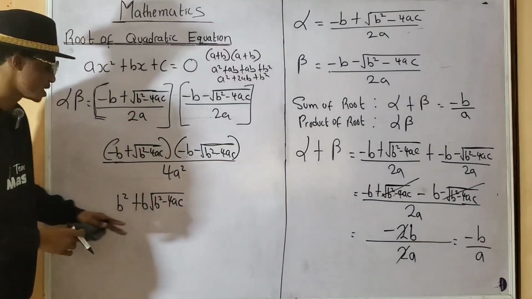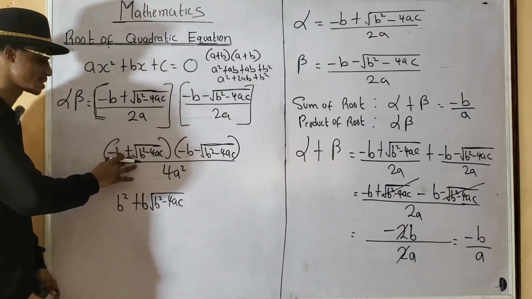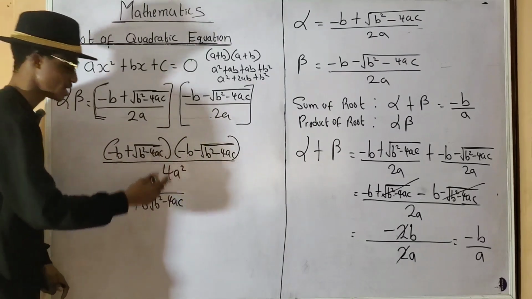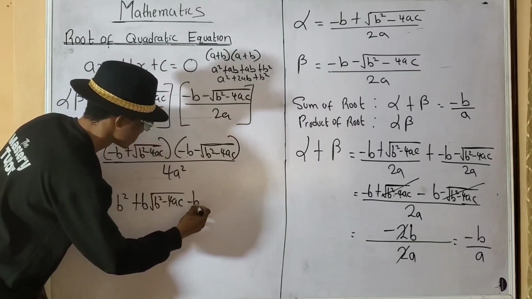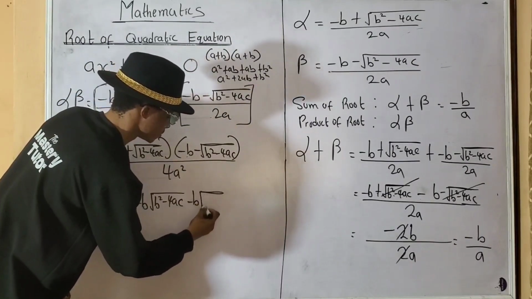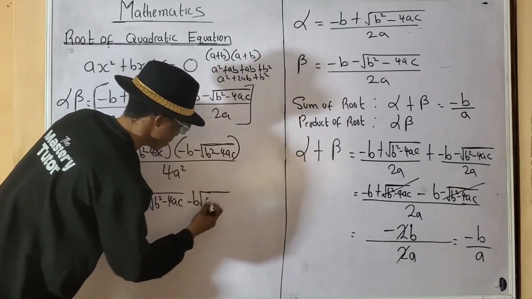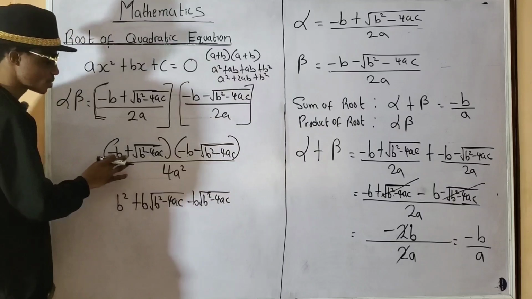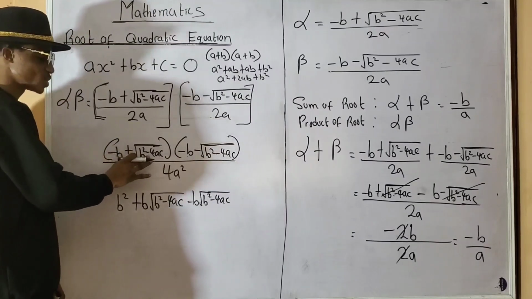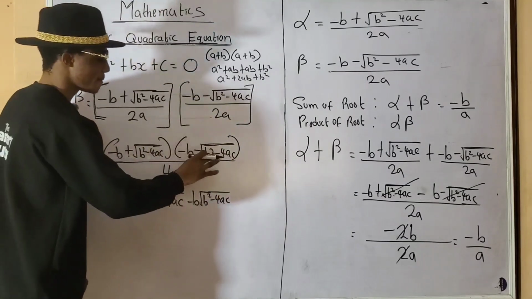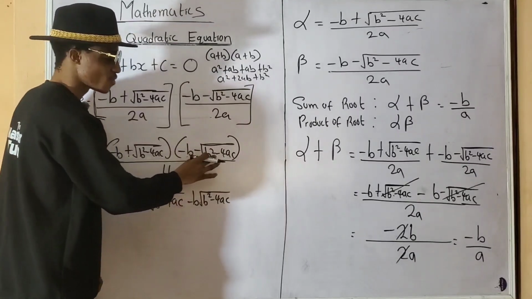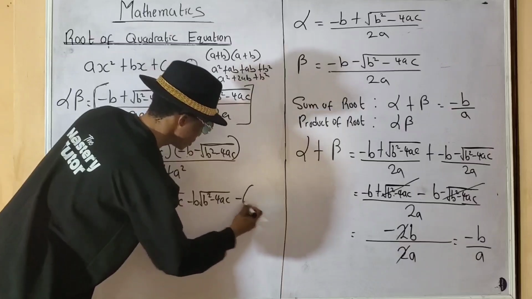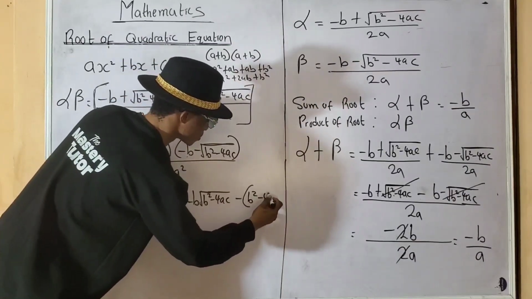Are you following? Okay, for the second value in the first bracket, plus square root of b squared minus 4ac times minus b. What will that give us? It will give us minus b square root of b squared minus 4ac. Okay, now I'm going to take the product of plus square root of b squared minus 4ac multiplied by minus square root of b squared minus 4ac. What's the answer? That will be minus, into bracket, b squared minus 4ac.